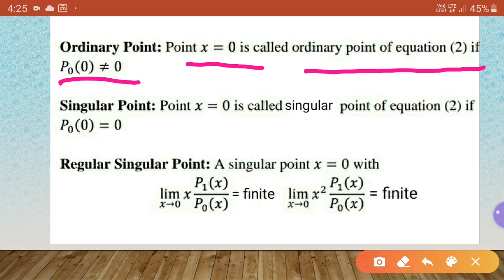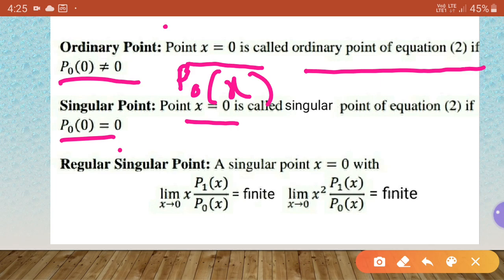What is a singular point? The point x equal to 0 is called singular if p0 of 0 is equal to 0, meaning the coefficient p0 of x into d2y by dx square. If we substitute x equal to 0 and get it not equal to 0, then it is an ordinary point. If it is equal to 0, then it is a singular point.